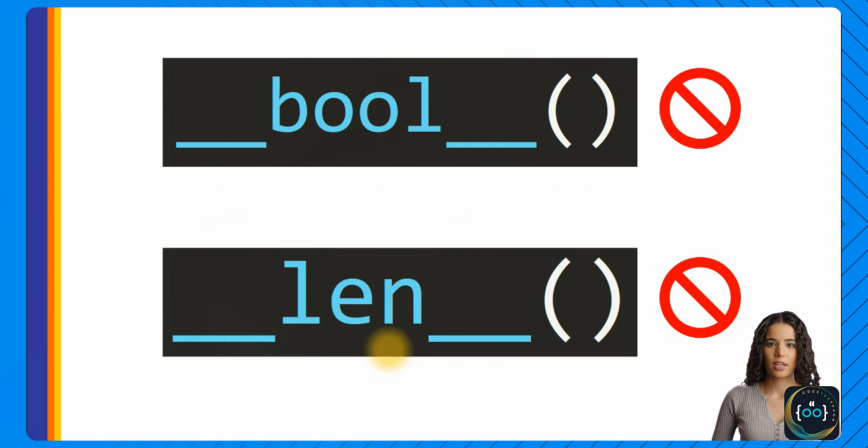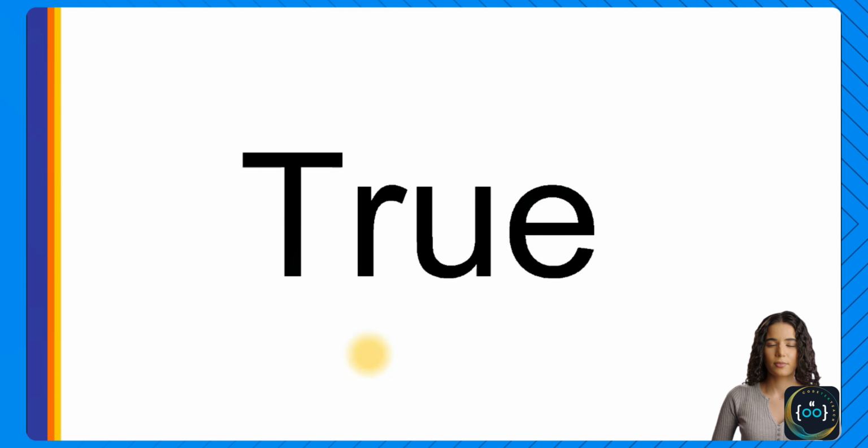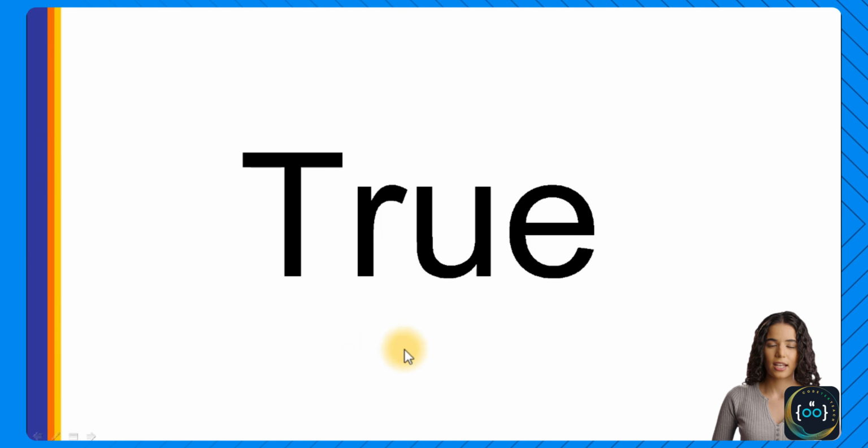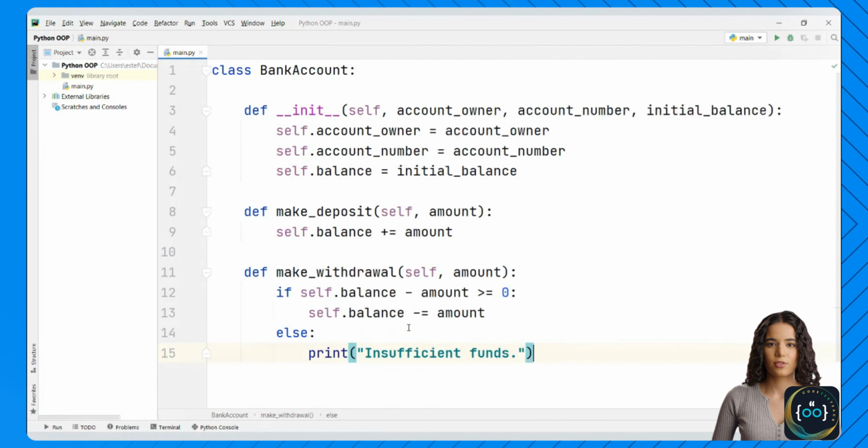If we leave the class like this, without defining the __bool__ method and without defining the __len__ method, then the objects that we create from the class will always be true by default. They will never be false. If we use them in a Boolean context, they will always evaluate to true. Let's see this in action to confirm that they will always be true no matter what.